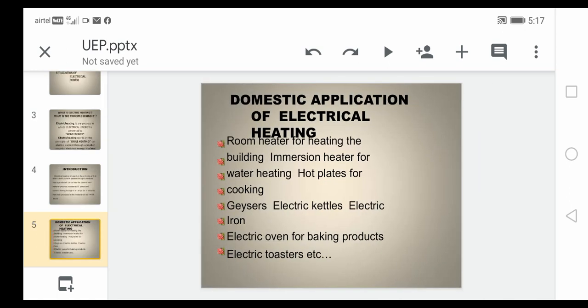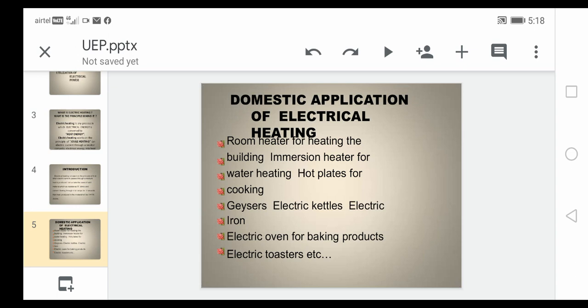What are the applications of electric heating? Electric heating has many applications, in domestic as well as industrial settings. In domestic applications, for example, in our houses we use a room heater. In the winter season, we prefer a room heater for heating the complete room. After that we use an immersion water heater to heat water, and hot plates for cooking purposes.